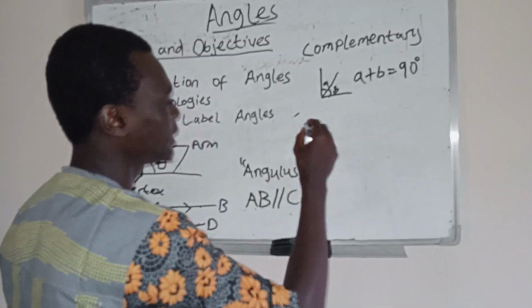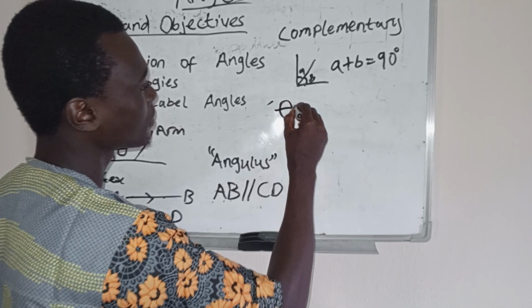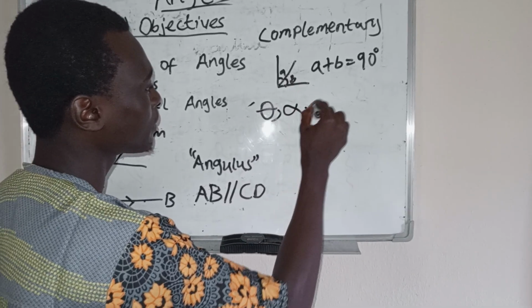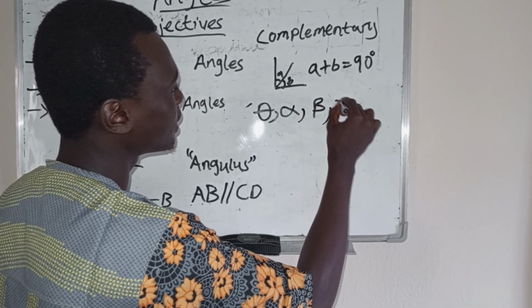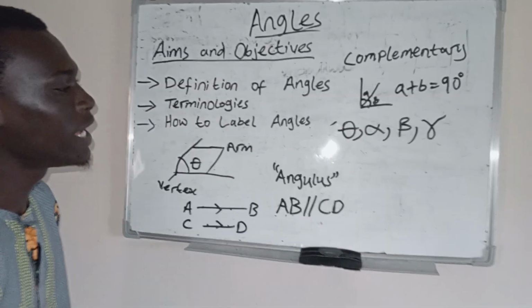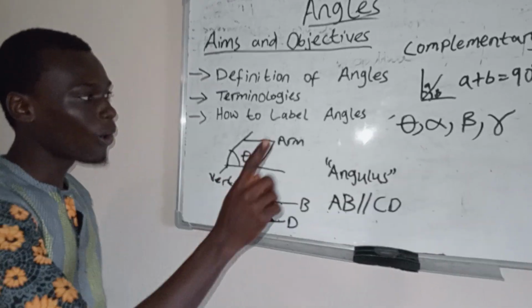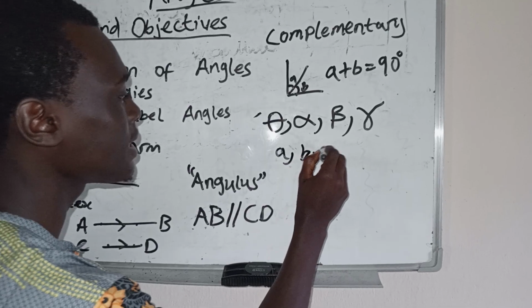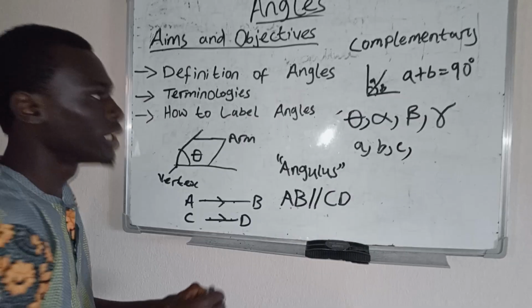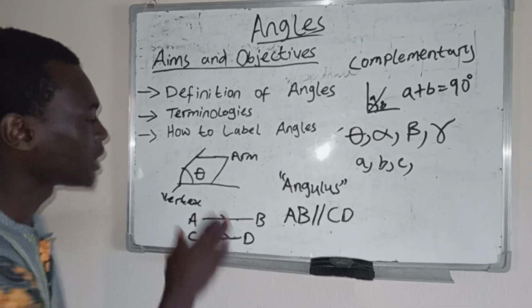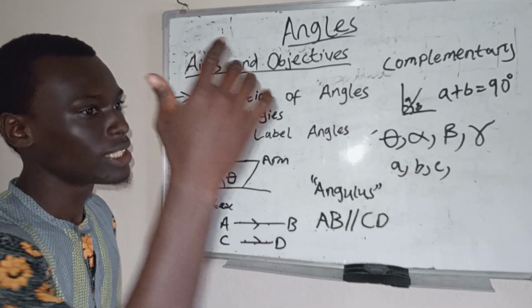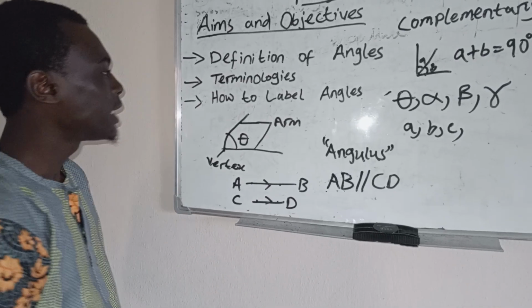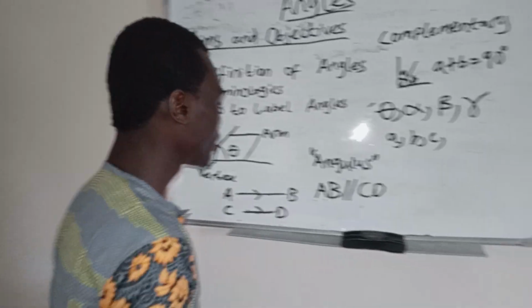For example, something like this. We can use alpha, beta, and gamma. We can use any of these to label our angles, or we can also make use of small letters like A, B, C, D, and so on and so forth, like the way I've been using here all this while. This is how to label angles. Make use of either the Greek letters or the English alphabet.